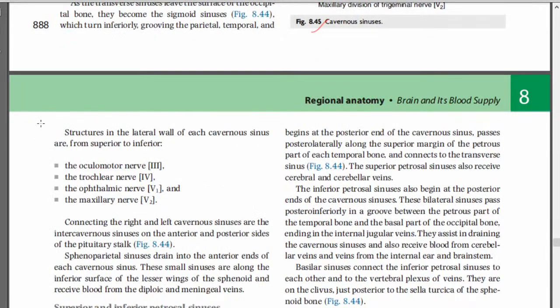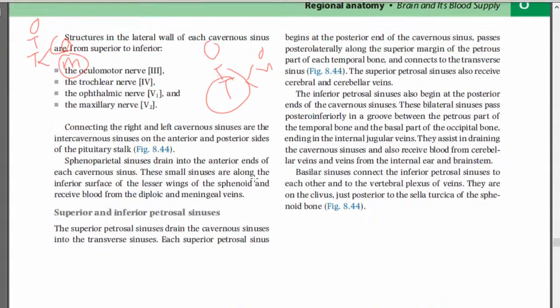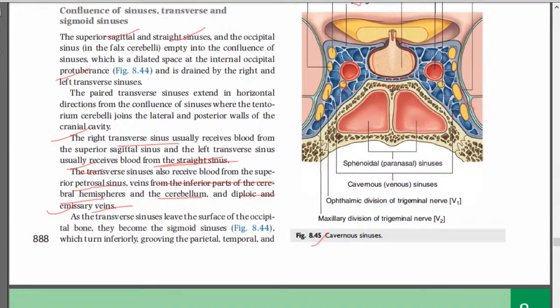So the ophthalmic nerve, trochlear nerve, and trigeminal nerve, but the trigeminal is further divided into ophthalmic and maxillary. Above the ophthalmic and maxillary, there is no mandibular nerve. So the trigeminal nerve consists of the ophthalmic nerve, maxillary nerve, and the mandibular nerve, which is present below the ophthalmic nerve, somewhere near the maxillary nerve.